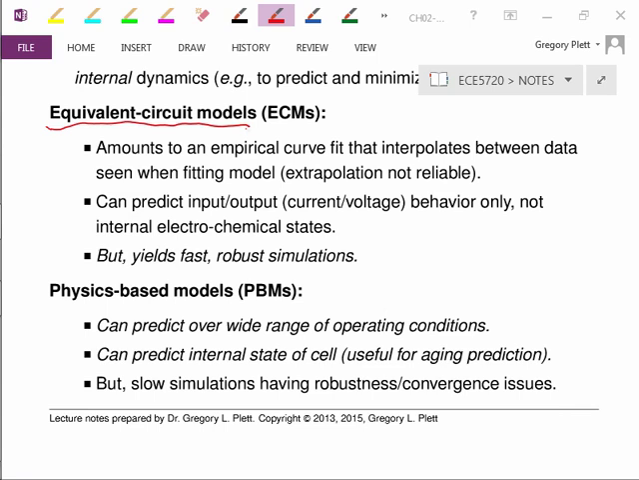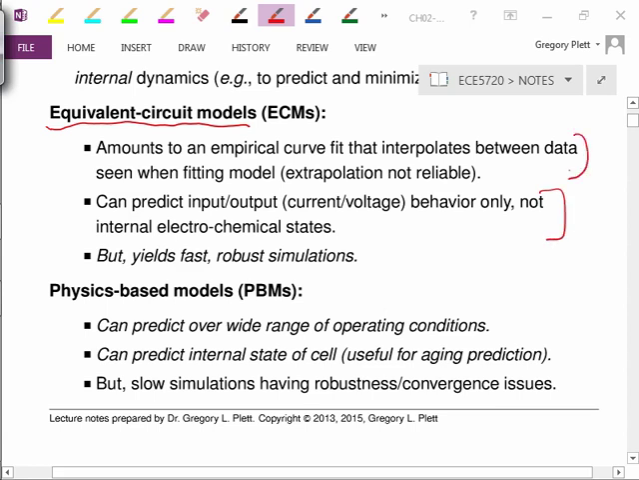The circuit models give us robust simulations in the sense that the simulator doesn't crash. The simulator will always run and give us some result. We just don't know, if we're extrapolating, how reliable that result is, and we can't predict internal states, but the simulator is not going to crash. And the simulator using the model is also going to be quite fast. There's a very small number of equations with a very few number of unknowns, and it executes quickly.